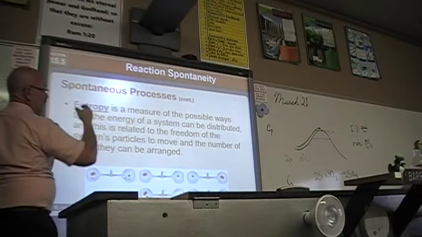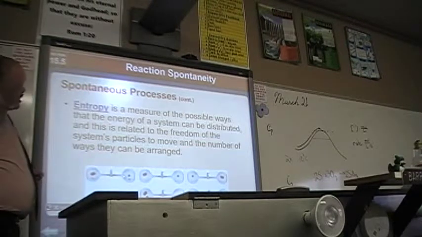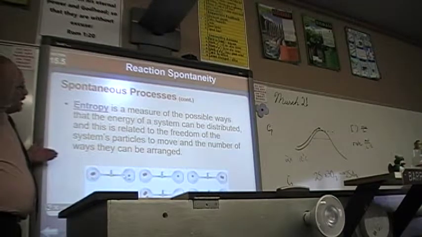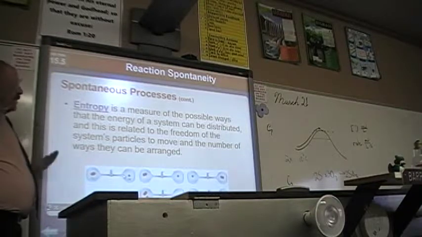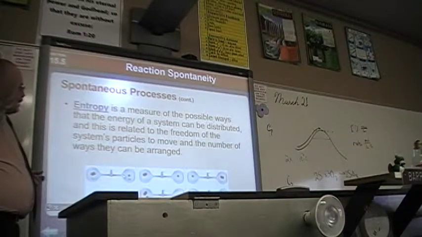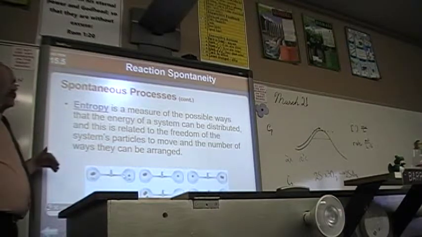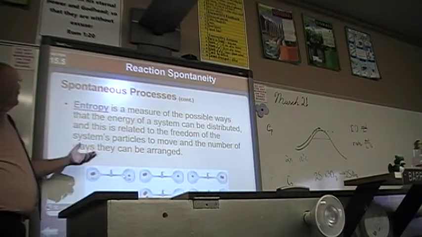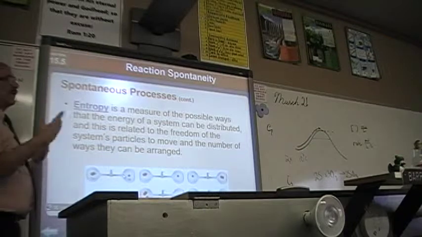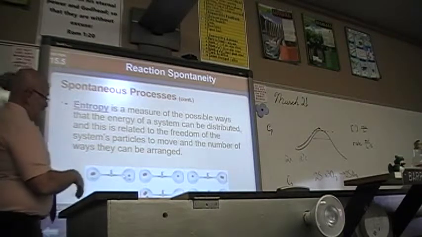So this is related to entropy, okay? Entropy is a measure of possible ways that energy can be distributed. It's a measure of randomness. And entropy is always going to decrease or increase. Entropy increases by itself. It's the second law of thermodynamics.